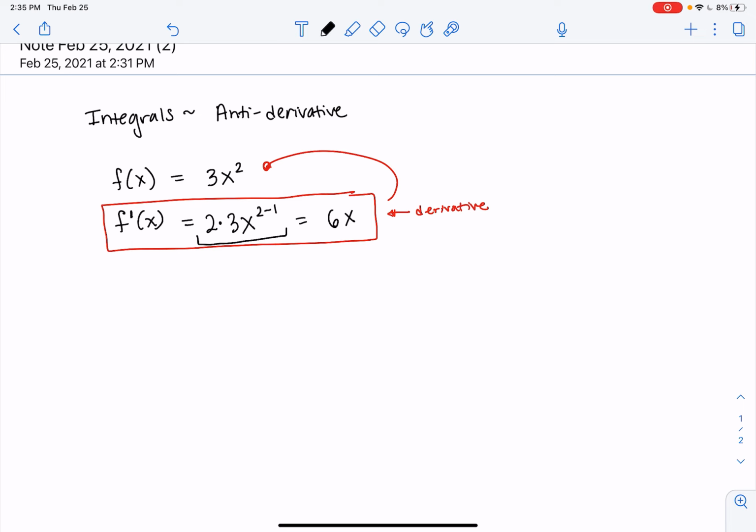So the symbol for an antiderivative, just like how f prime is the symbol for the derivative, the antiderivative has its own unique notation, which is this long s symbol, which is called the integral, and then followed by a dx. Both of these together make up the integral symbol, and what goes in between them is the function that we want to take the antiderivative of.